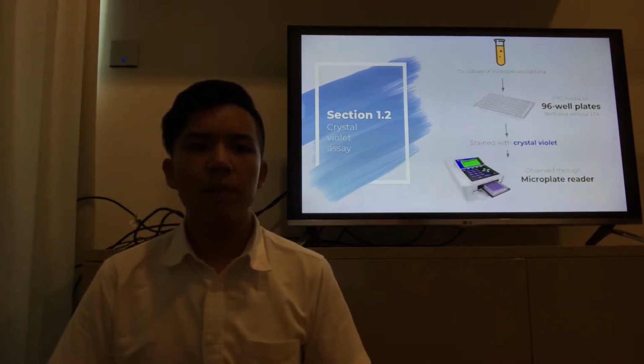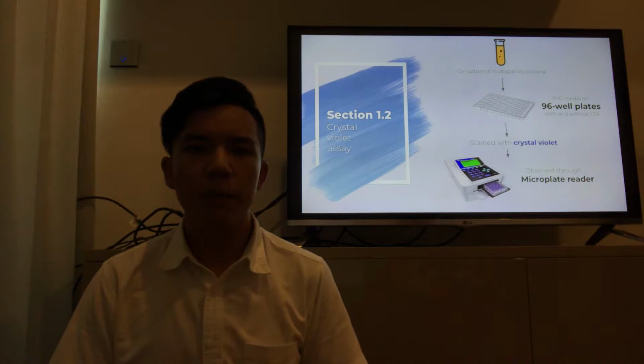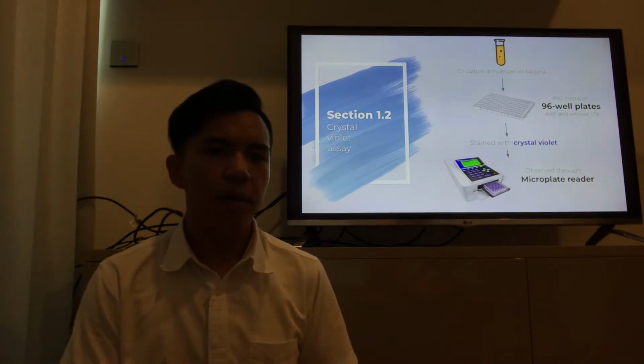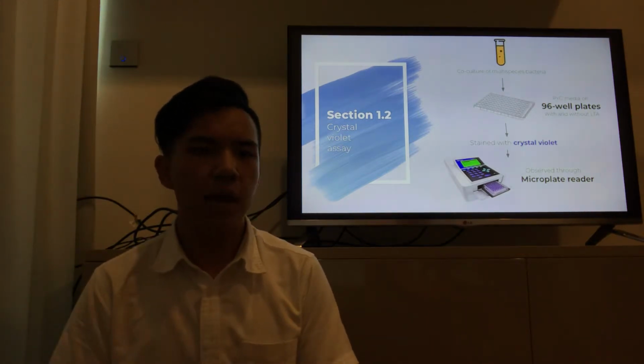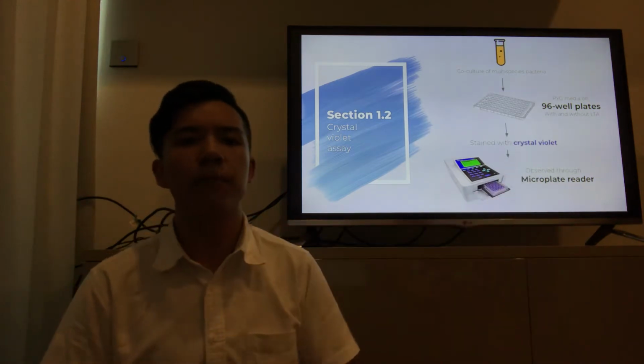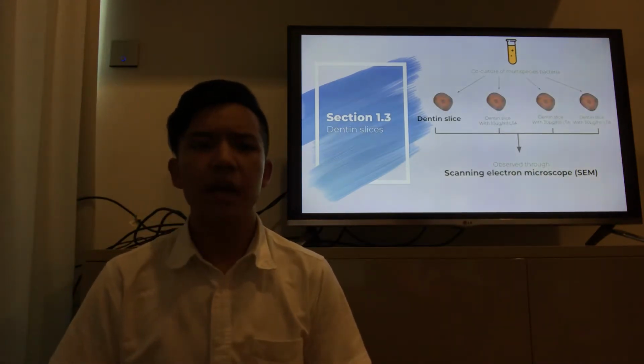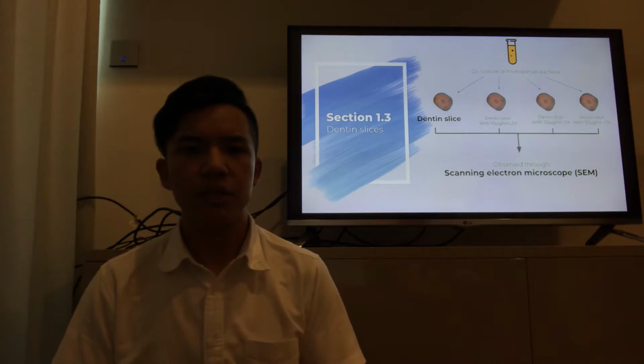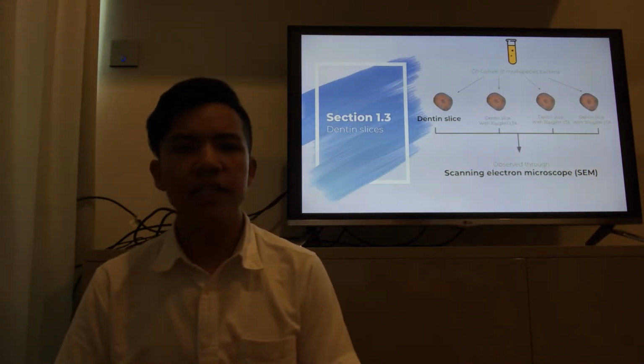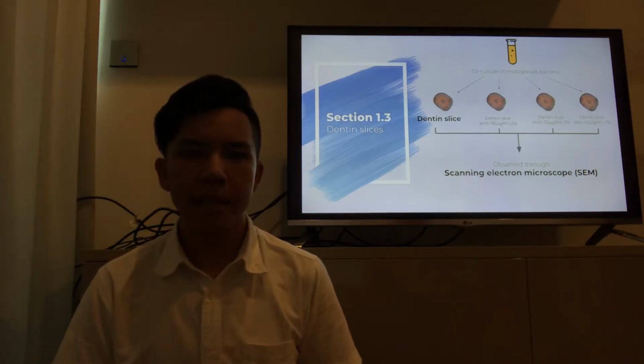In the next part, bacteria were grown on 96-well plates in the same conditions, but stained with crystal violet and measured by microplate reader. In the last part, bacteria were cultured on thin slices under the same conditions. These dentin slices were examined by scanning electron microscope.